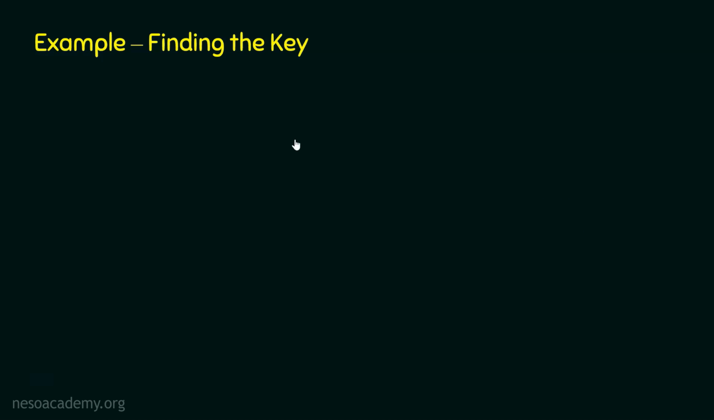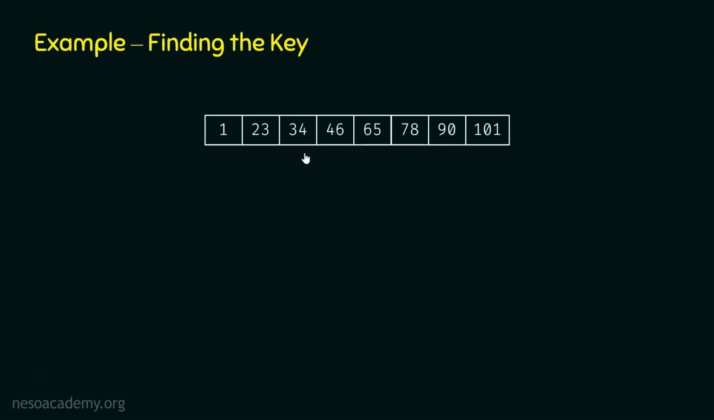So let's take an example list which consists of 8 items: 1, 23, 34, 46, 65, 78, 90 and 101. These are the items of this list, and let's say that the requirement is to find this key 90 in this list. How do we find this key? The simplest approach is to compare each item of this list with this key 90. So this is approach number 1.